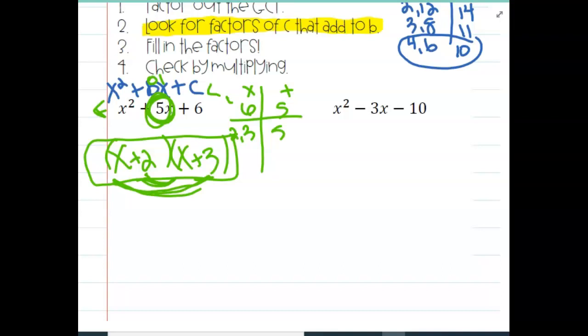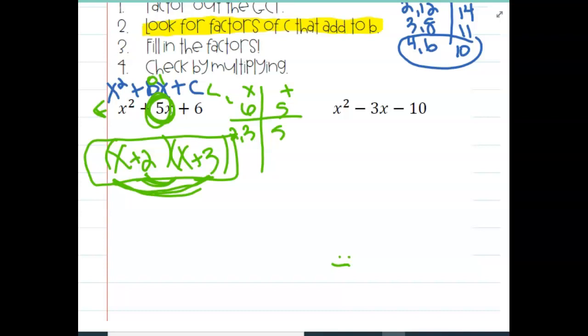Now that last step there, as I said, you can check by multiplying, and you don't have to actually FOIL the whole thing out, but these are really easy to check. x times x is x squared. The O is 3x and 2x, just like I said it would be, right? 3x and 2x add to give me 5x. And then the L, 2 times 3, see how that's what we did in this column? Gives me 6. This is your answer right here. Okay, let's try this one.